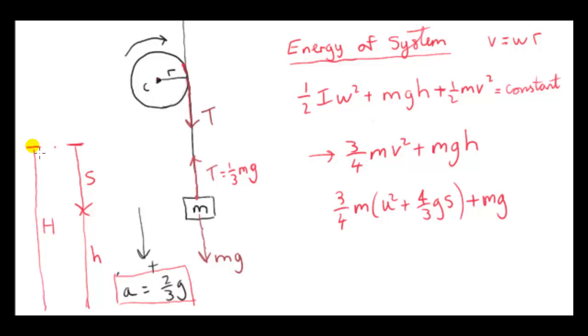So let's suppose that the initial height of the particle was big H, so the particle started here and it travels a distance s to get to here. Initially it was here with speed u, and eventually it gets to here after travelling a distance s, and it has speed v. Big H is obviously fixed, so it's s and little h that vary. So you can see that little h is just big H minus s.